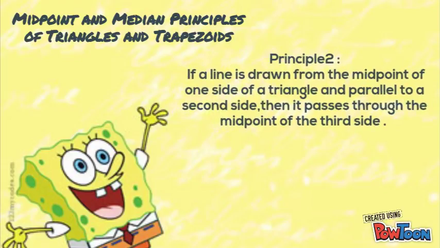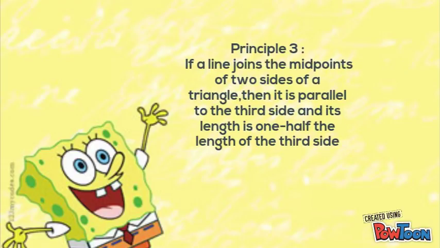Principle 2. If a line is drawn from the midpoint of one side of a triangle and parallel to a second side, then it passes through the midpoint of the third side. Principle 3. If a line joins the midpoints of 2 sides of a triangle, then it is parallel to the third side and its length is 1/2 the length of the third side.